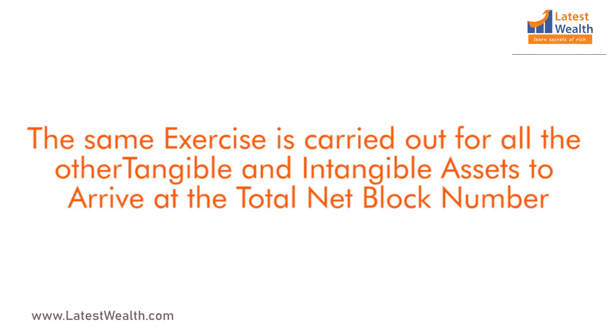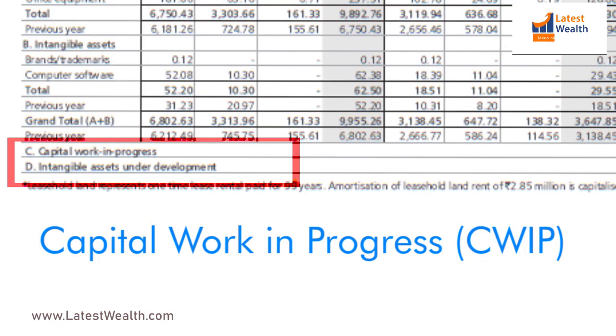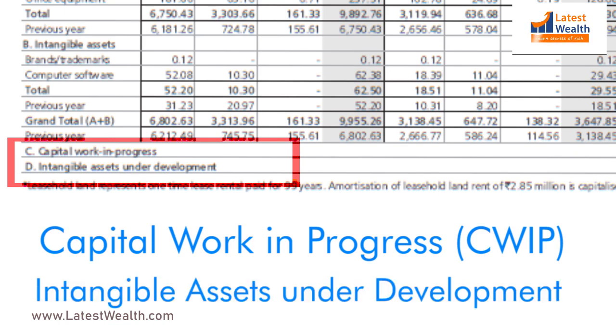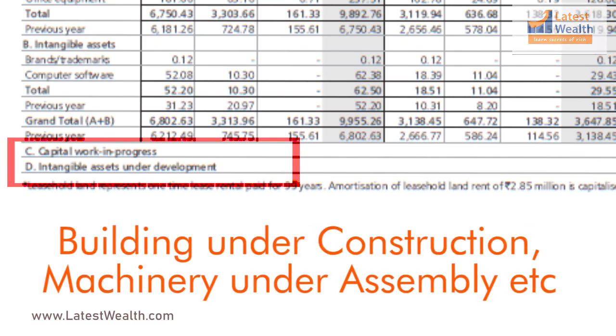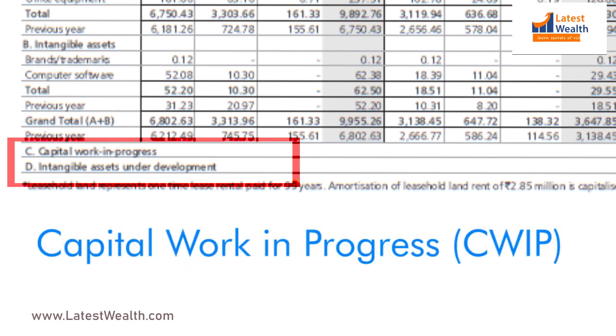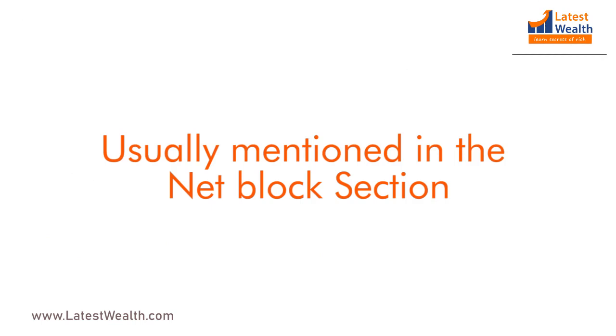The next two line items under fixed assets are capital work in progress, that is CWIP, and intangible assets under development. CWIP includes buildings under construction, machinery under assembly, etc., at the time of preparing the balance sheet. Hence, it is aptly called capital work in progress. Let me repeat, capital work in progress. This amount is usually mentioned in the net block section.